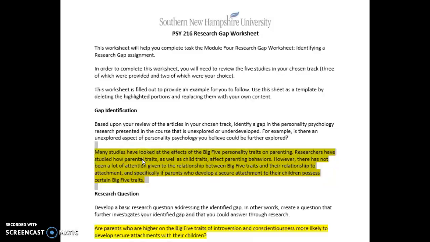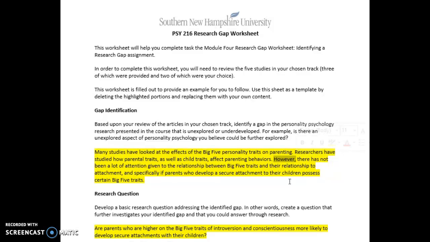This example you're going to remove when you complete your worksheet, but this is an example. It starts off showing what we know, the effects of the Big Five, and then when you see this however, that points you to what is left to find out. What's the gap in the research? And that's exactly what you're going to do.